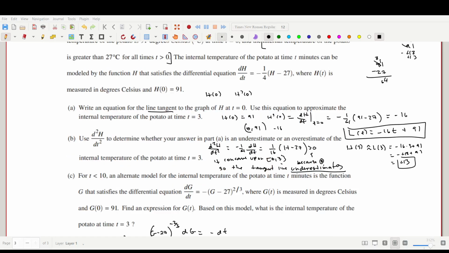Let's see if my answers are correct. Yeah, 43 degrees, 91 minus 16t looks good. Concave up, underestimate looks good. Have the right solution. Yep, and 54 degrees. Looks awesome. All right. I'm doing 10 minutes per question. That's a great pace. I'm not making too many errors. Let's do another one. Let's do number 5.